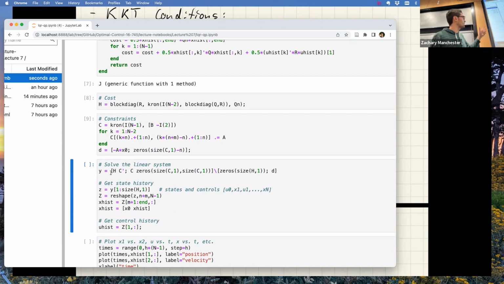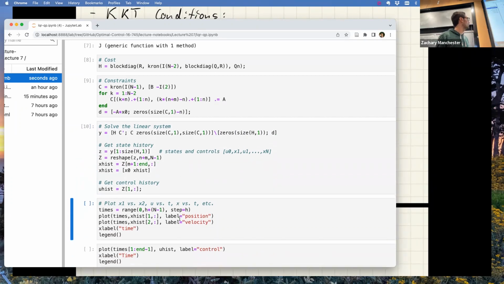Then this is it. I take that KKT system and I just solve it. It's H backslash on this guy, right? That's the linear system we just wrote down. And then I'm going to go through that solution vector Z and separate out and pull out the X's and U's from that big solution vector. So that's all that's going on. One backslash. So let's do it.